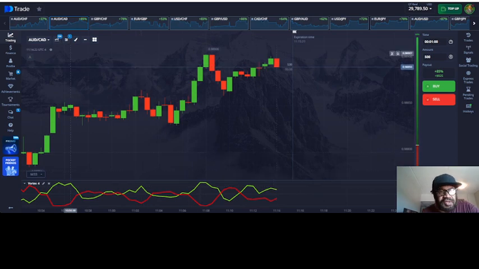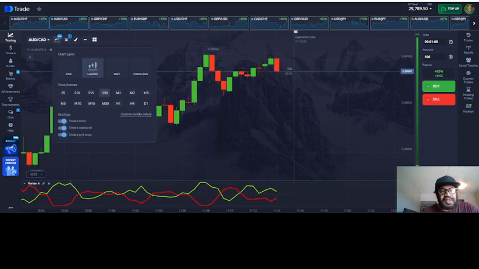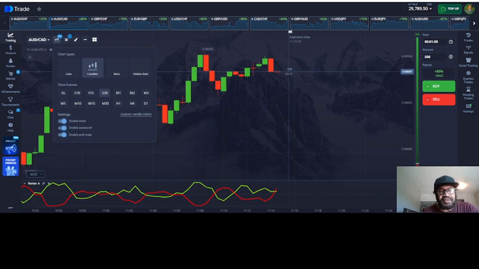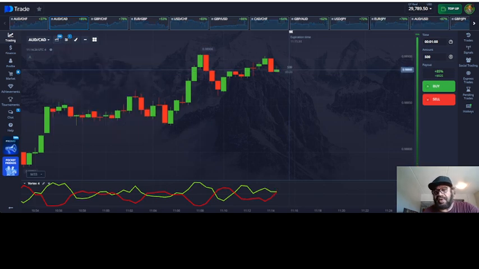Okay, for the candlestick charts, I have my candles set to 30 seconds, regular Japanese candles. And for my trade timer, I have the trade set to 1 minute expiry. So I'll be taking fast 1 minute trades while looking at these 30-second Japanese candles. Okay, so what I'm going to do now is I'm going to pause the video and look for some trade setups.